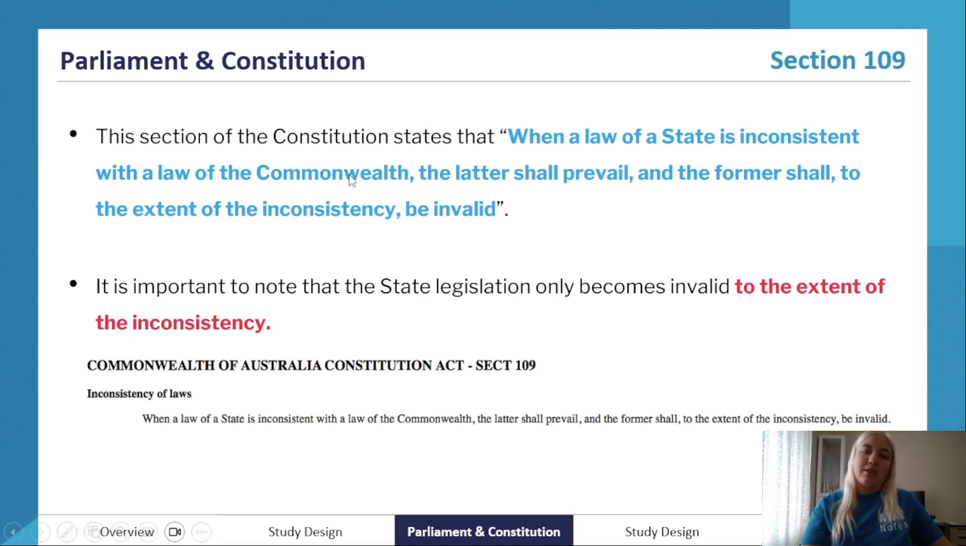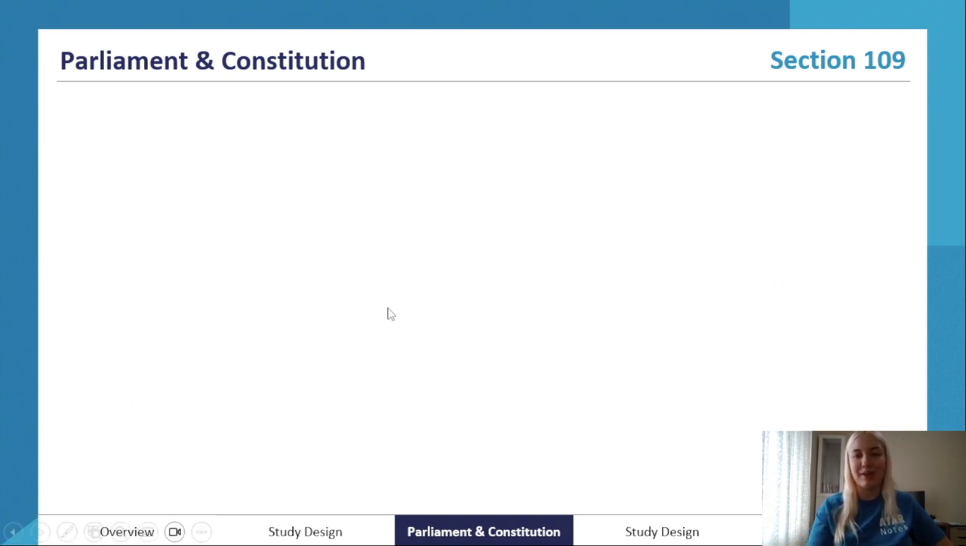So, very important when you're answering these questions, where you will lose marks is if you forget that state legislation only becomes invalid to the extent of the inconsistency. So, the part that is contradicting only. Okay? So, that's very, very important. You're welcome to, for the sake of your responses, actually memorize the section and what it says. I definitely used to just have it memorized because it's quite an easy section. But you're absolutely free to explain it in your own words. Just don't miss to the extent of the inconsistency. Very important.